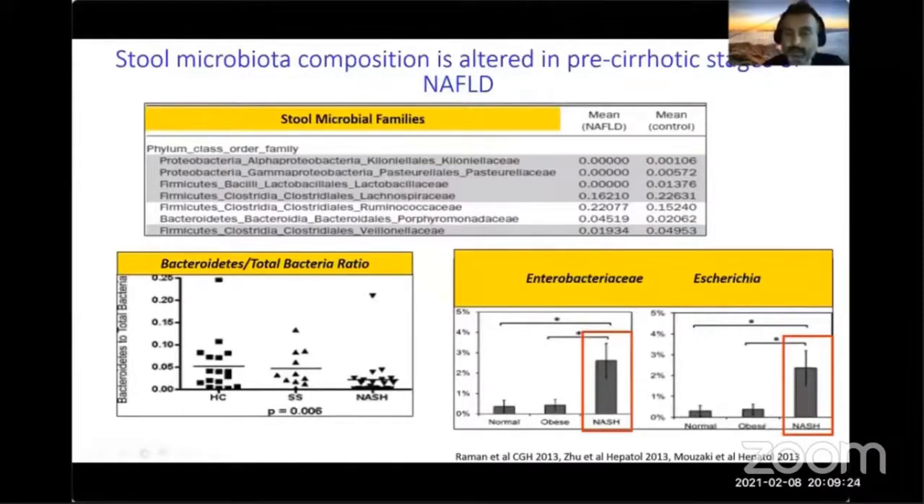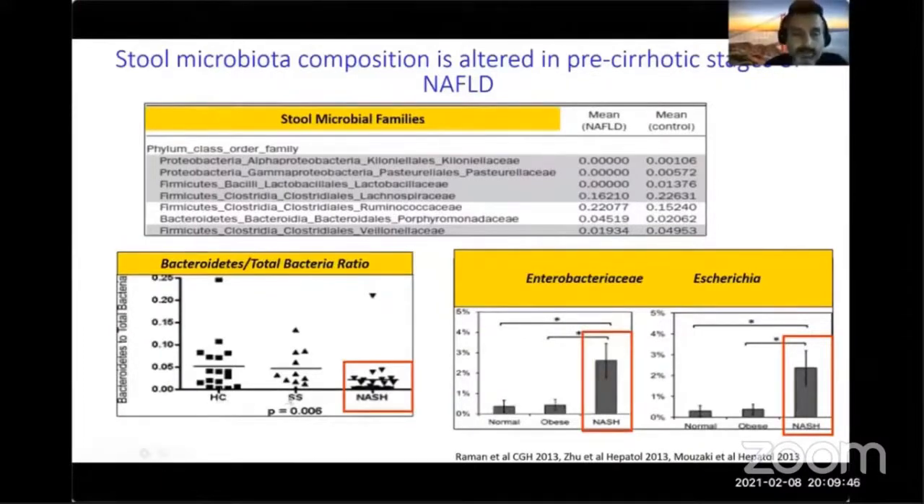And when we look at the Escherichia specifically, the E. coli, the Enterobacteriaceae increase was largely because of Escherichia. The same for the Bacteroidetes total bacterial ratio. This is supposed to be a relatively benign bacteria. So the proportion of that should actually be high for this to be a relatively benign microbiome.